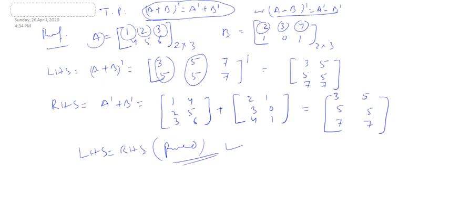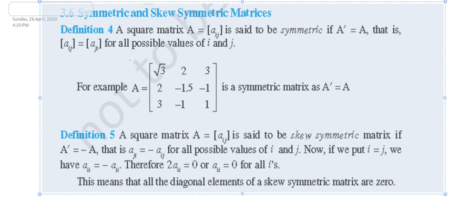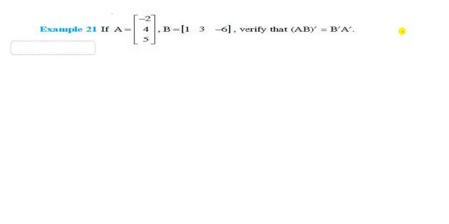Okay, so now let's move towards the next one. Let us talk about your symmetric and skew symmetric matrix. Before proceeding, let me solve this example. In this example, I have told you that AB whole dash will be equal to B dash and A dash. So look at this result. AB, that means A into B whole dash, it is not A dash B dash, it will be B dash into A dash. Now I am going to verify that.